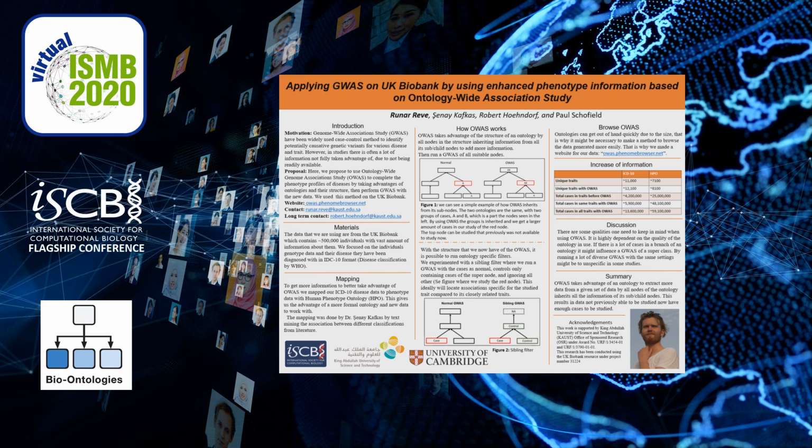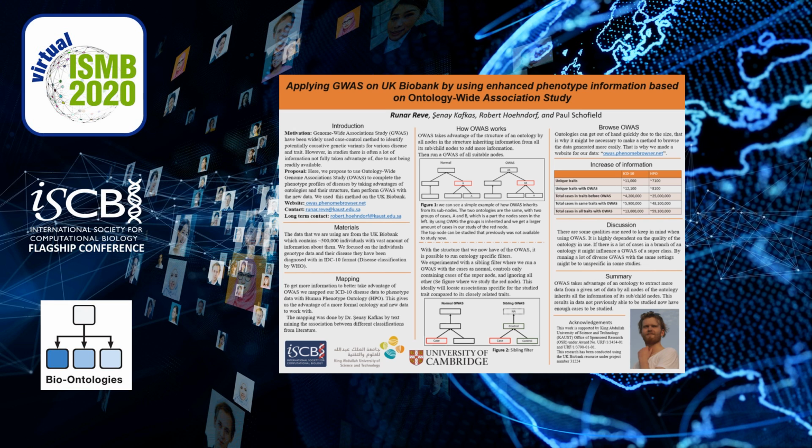Now, how does OWAS actually work? OWAS takes advantage of the structure of the ontology in use, by all of the nodes in the ontology inheriting all of the information of their subnodes. This results in a more filled out ontology with more information overall. When the nodes are done with the inheritance, we can run GWAS on suitable nodes.